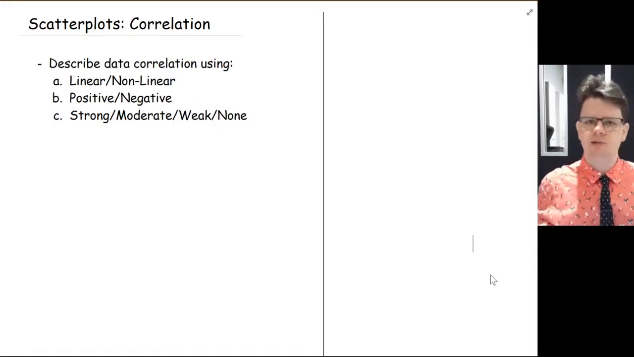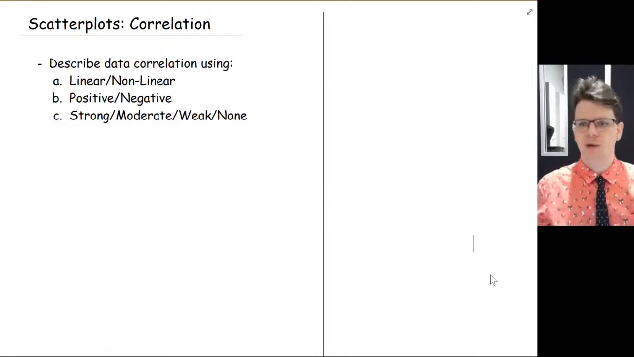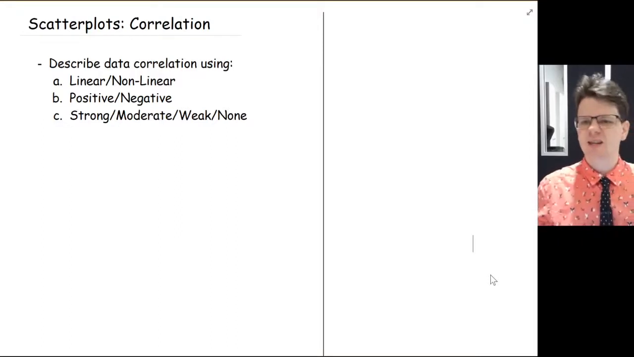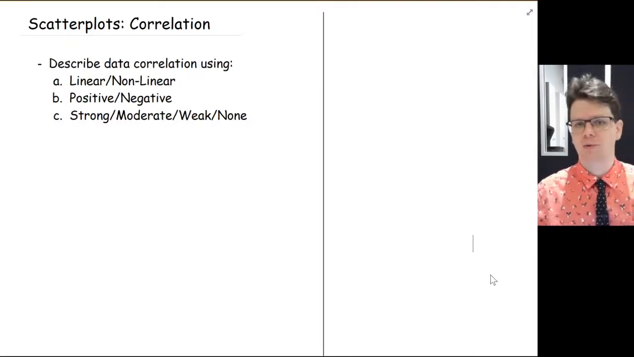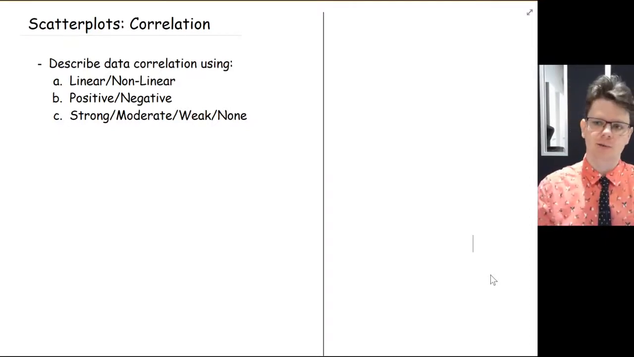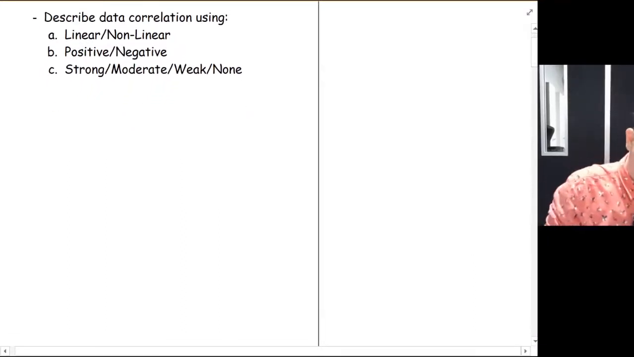In the same way that we describe things with colors, or the same way we describe things as different shapes, we might also describe these with different words. And the words we're going to be using are linear, non-linear, positive, negative, strong, moderate, weak, or none. Those are the words we need to learn what they mean. But first of all, what does a scatterplot actually look like? No good to just talk about it.